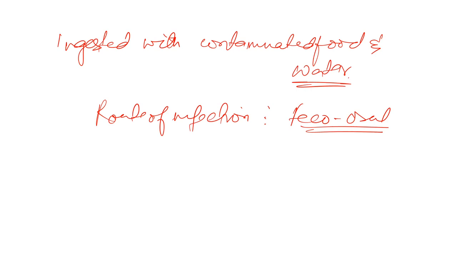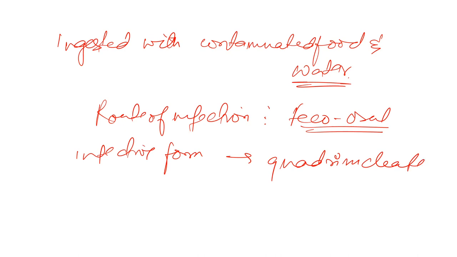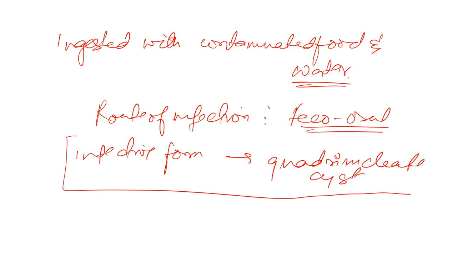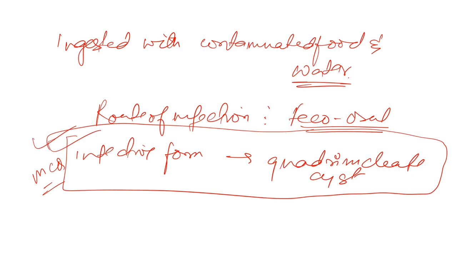So the infective form is the quadrinucleate cyst. You have to remember this one, that the infective form for Giardia is the quadrinucleate cyst. You have to remember this, it is an MCQ. Okay, then ingested with contaminated food and water.